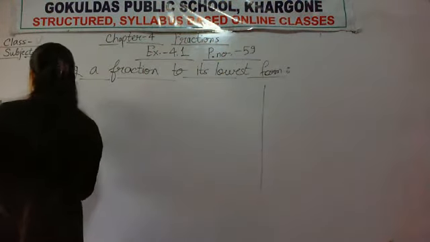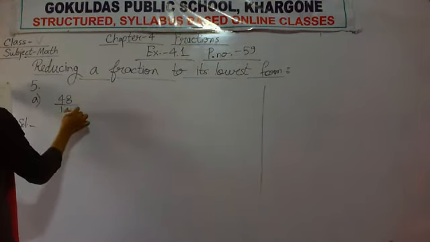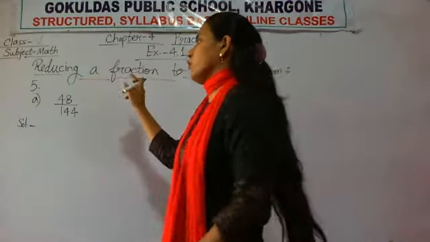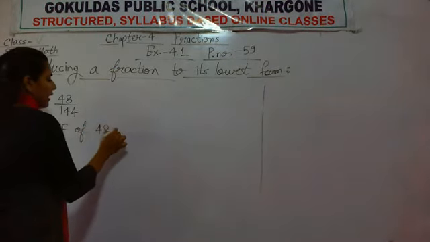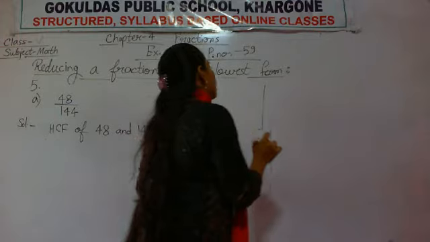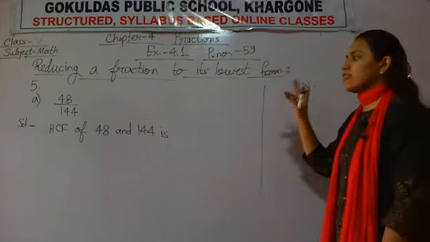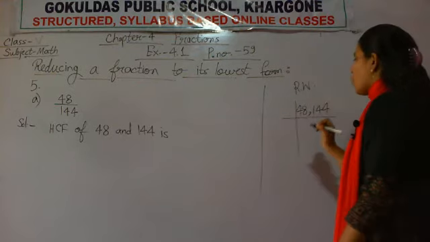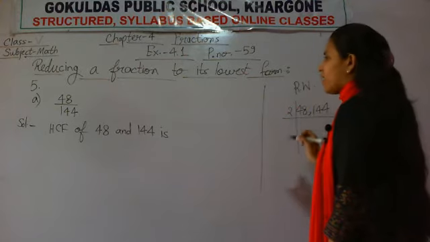So look at here. Question number 5a, 48 upon 144. Numerator is 48 and denominator is 144. First step is to find the HCF. So HCF of 48 and 144, right now we don't know what it is. So in rough work we will find the HCF of 48 and 144. Observe that both are even numbers, so divisible by 2. So I am dividing it by 2.